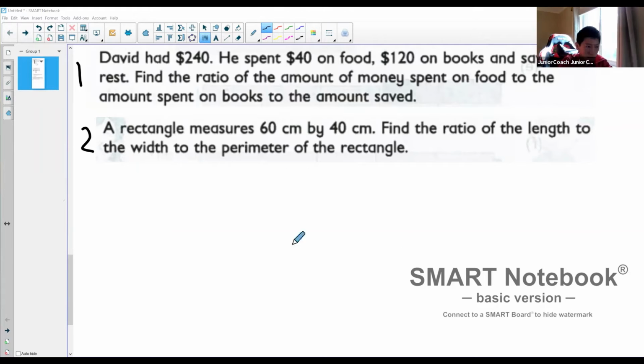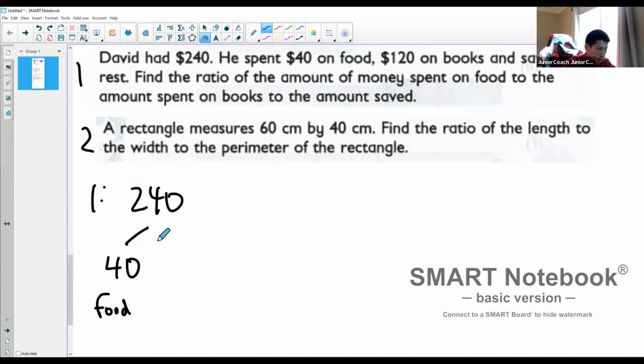Okay, I'm going to start going over these. We're having a bit of a problem with the second one, and the first one I think we're misordering it. So first, the first question. David has $240. And of these $240, he spends $40 on food. He spends $120 on books. And he saved the rest.